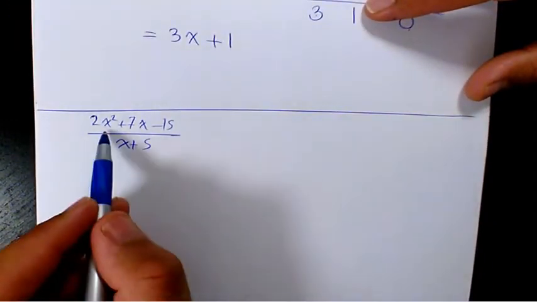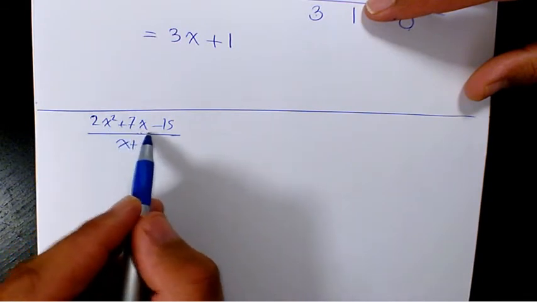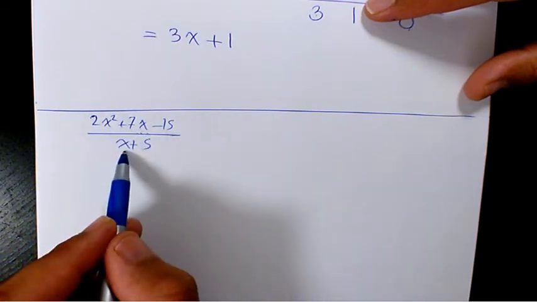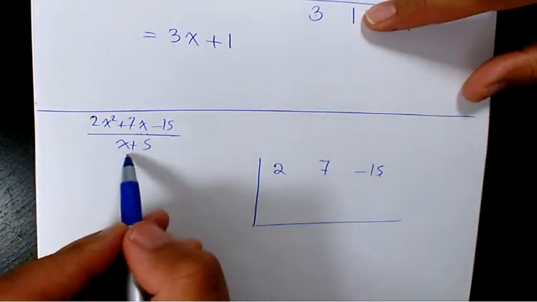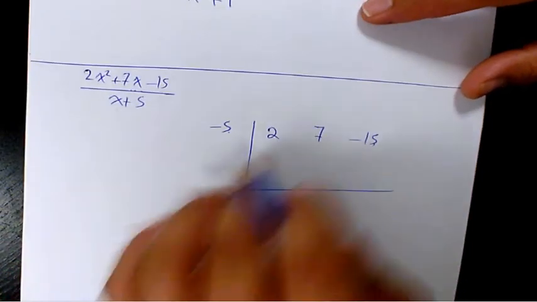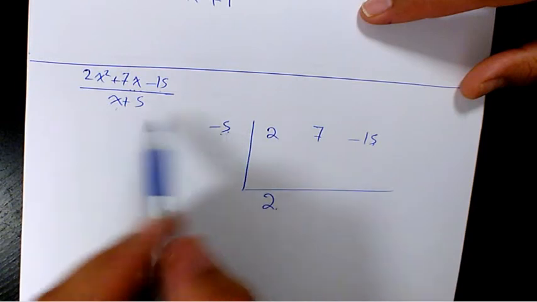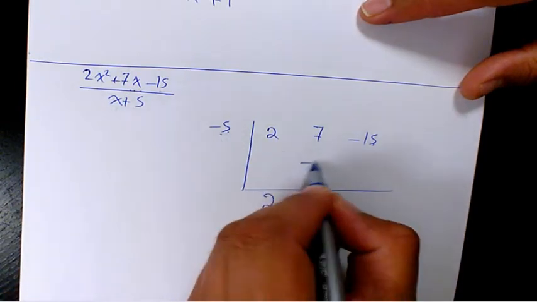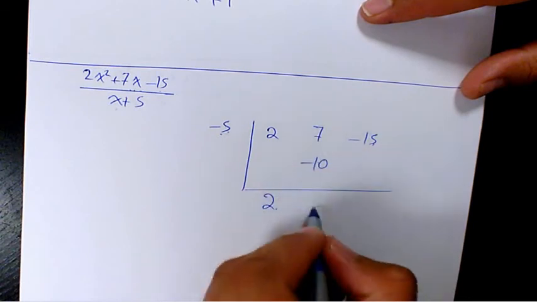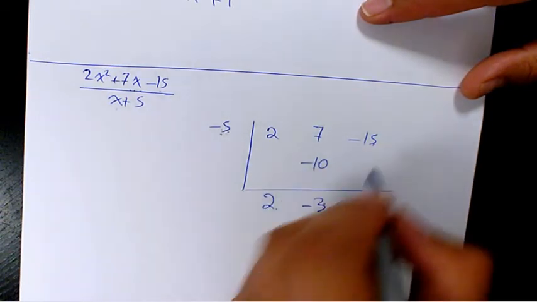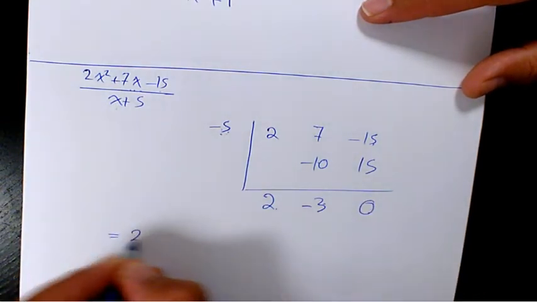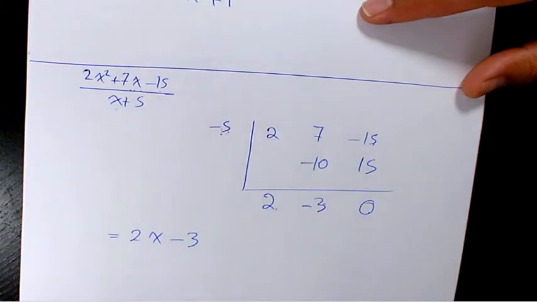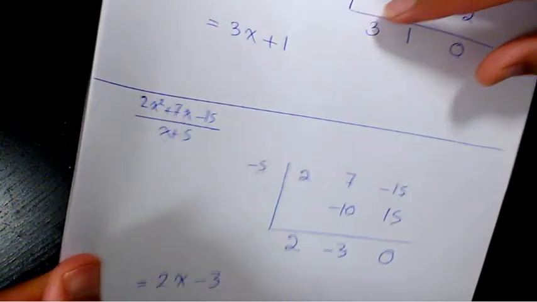Next one is 2x squared plus 7x minus 15 divided by x plus 5. So it's 2, 7, negative 15 divided by negative 5. So bring 2 down. Again, negative 5 is the root of the denominator. 2 times negative 5 is going to be negative 10. Negative 10 plus 7 is going to be negative 3. Negative 3 times negative 5 is going to be 15. 15 plus negative 15 is going to be 0. So the answer is going to be 2x minus 3. And the remainder is 0. Next one.